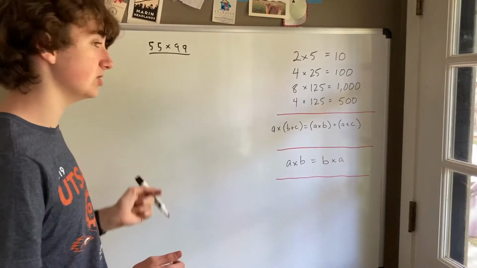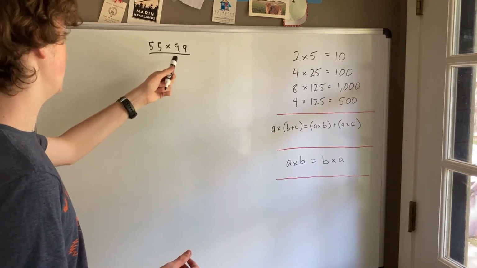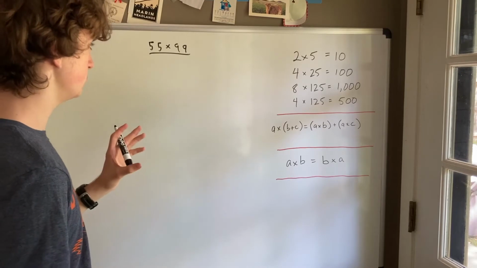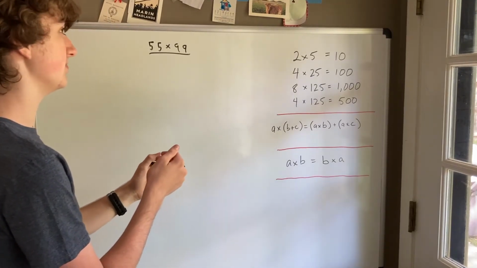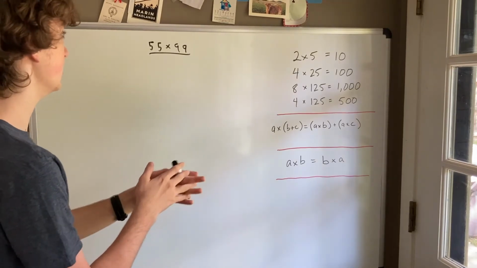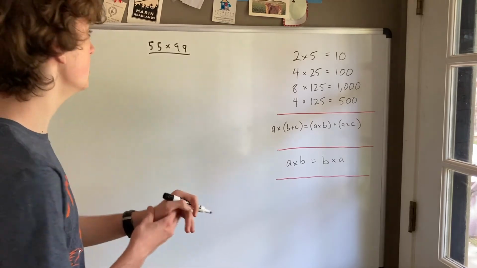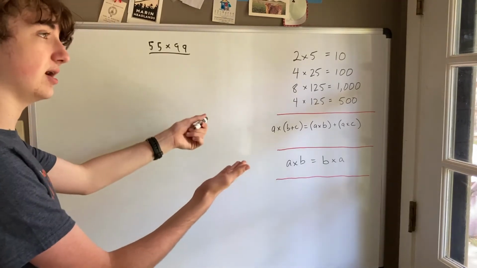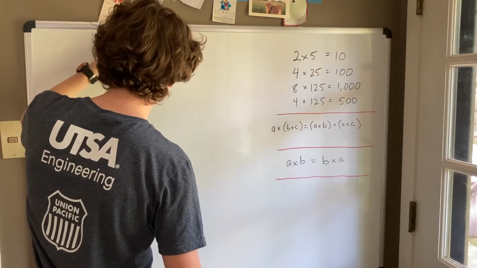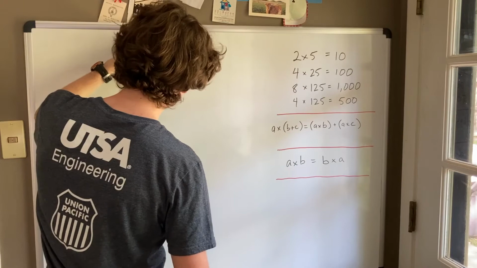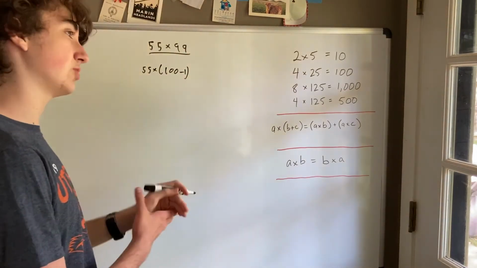Right, now let's take a look at how to use the distributive property with subtraction. So right here we have an equation, 55 times 99. 99 is a really difficult number to work with in multiplication because it doesn't really simplify with anything. However, it does have the very nice coincidence of being really close to 100. So we can write 99 as 100 minus 1, and the equation will still work. So we have 55 times 100 minus 1, still the same equation, they're equal.